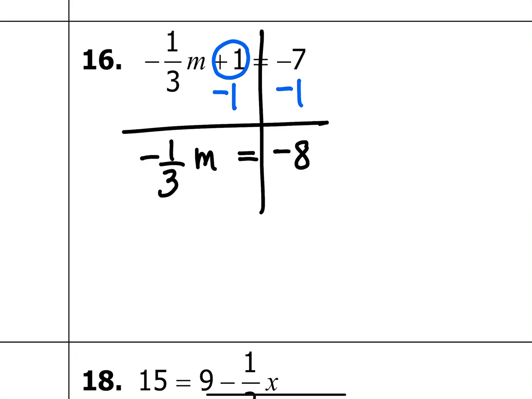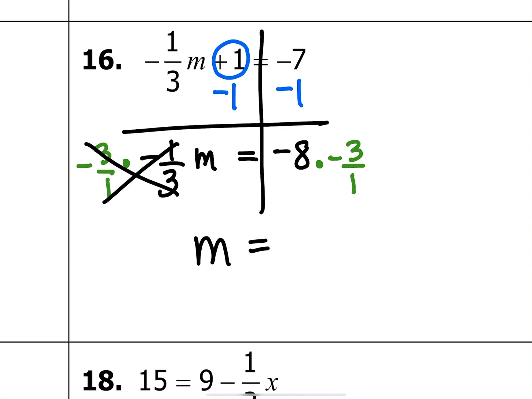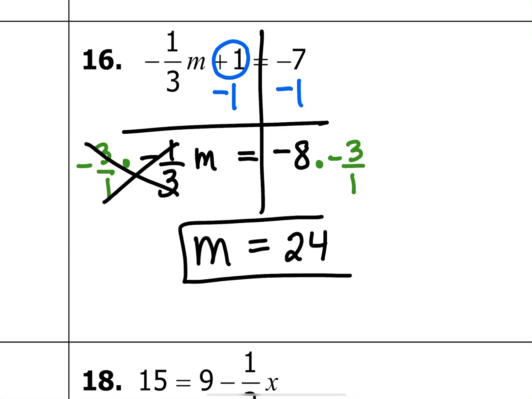I have a fraction coefficient, so I'm going to multiply by the reciprocal. If your fraction is negative, the reciprocal will also be negative. Now 3/1, or negative 3/1, is just negative 3, right? So these guys are going to cancel, and I'm going to get m equals positive 24. Positive 24/1 is just 24.